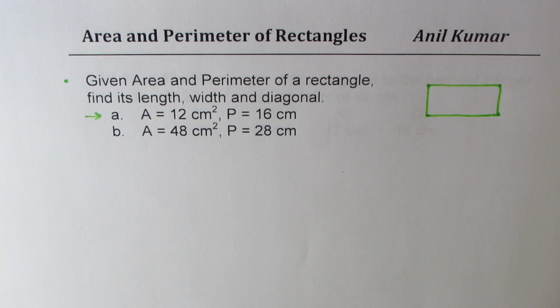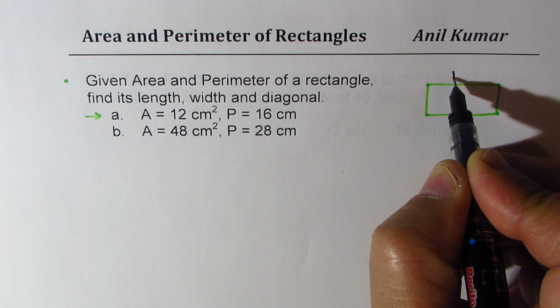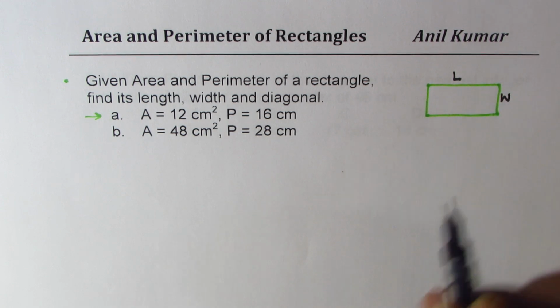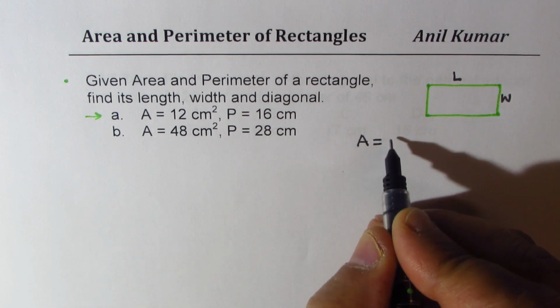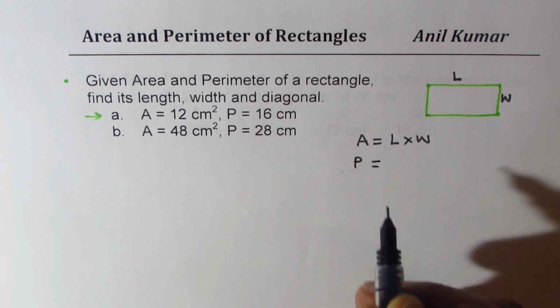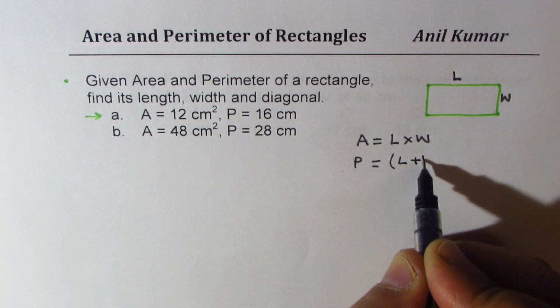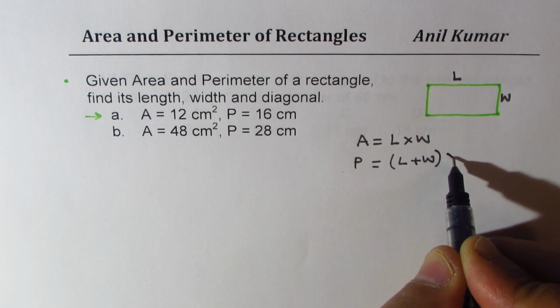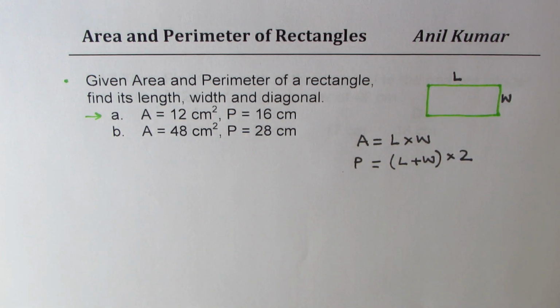First thing is we should define our variables. So let us say that the length of the rectangle is L and width is W, correct? In that case, what is area equal to? So area is length times width. And what is perimeter? Perimeter is, you have to add length and width, right? So add length and width and then multiply that by 2, right? Twice the sum of length and width is perimeter, correct? So that is how you get your relation.